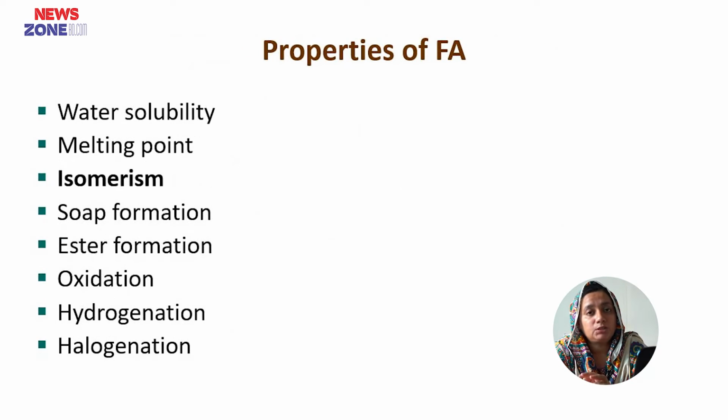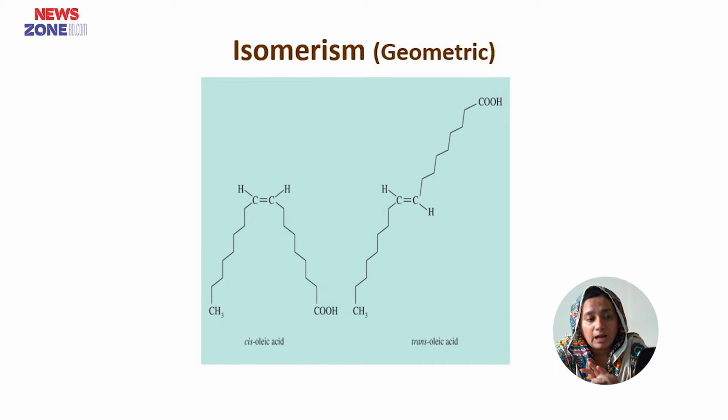And there are some properties of fatty acid. These are water solubility, melting point, isomerism, soap formation, ester formation, oxidation, hydrogenation and halogenation. On the basis of geometric isomerism, fatty acids can be classified into two types, that is cis fatty acid and trans fatty acid. That means if the carboxylic groups are present on the same side of the double bond, this type of fatty acid is known as cis fatty acid, and if the carboxylic groups are present on opposite sides of the carbon-carbon double bond, this kind of fatty acid is known as trans fatty acid.